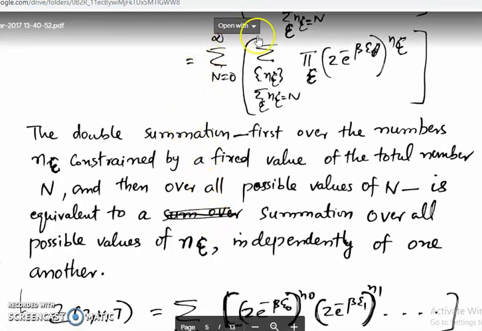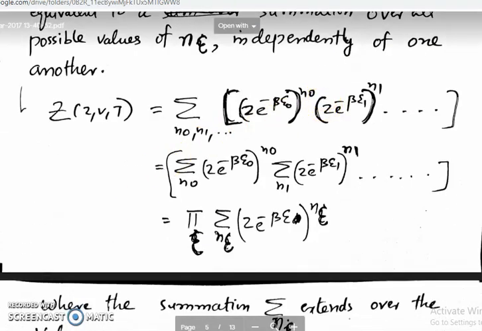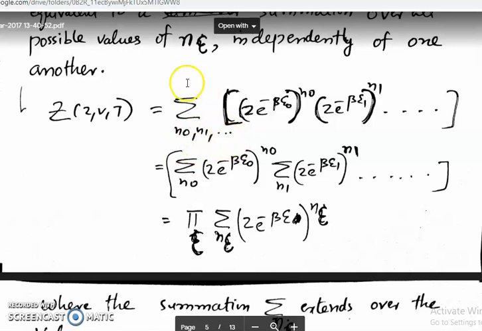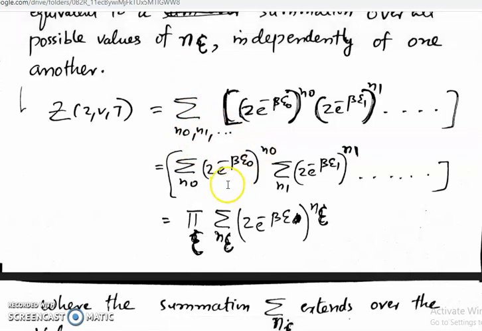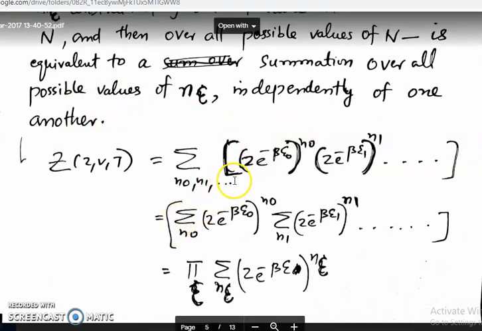And then this double summation appearing here is written as the summation over n0, summation over n1, summation over n2, like that, independently of one another. I think you have understood it.